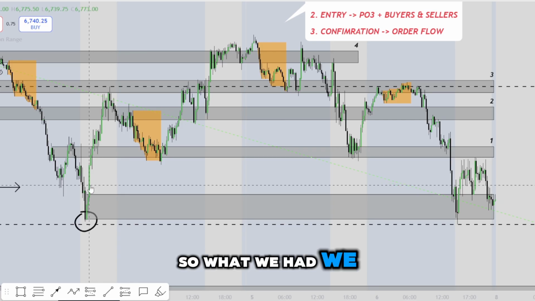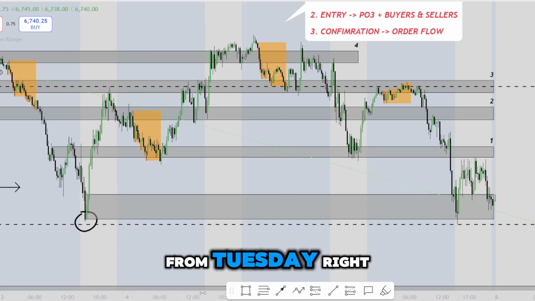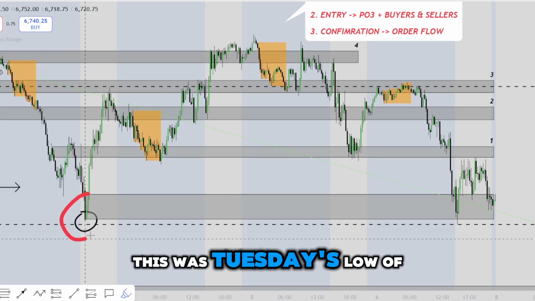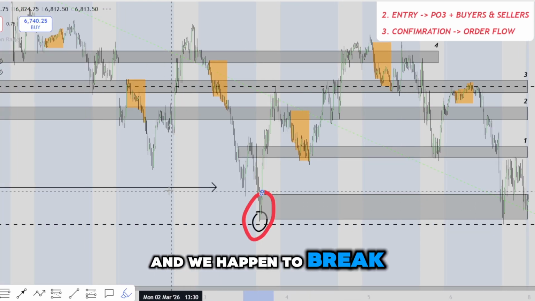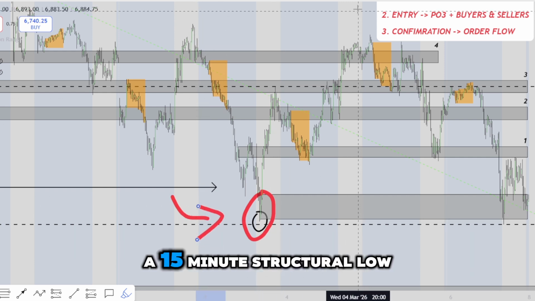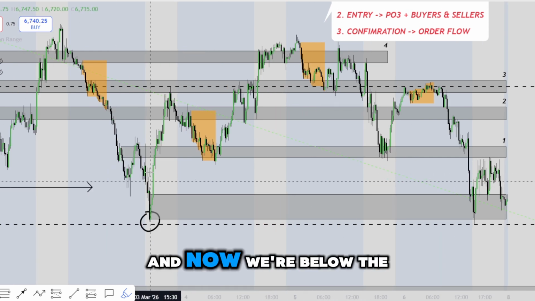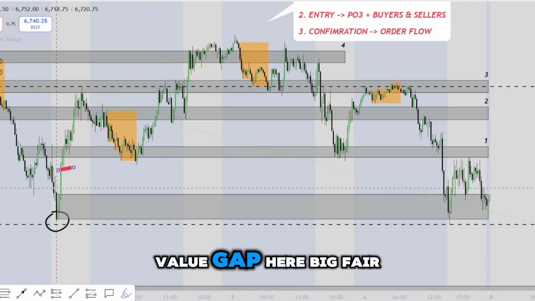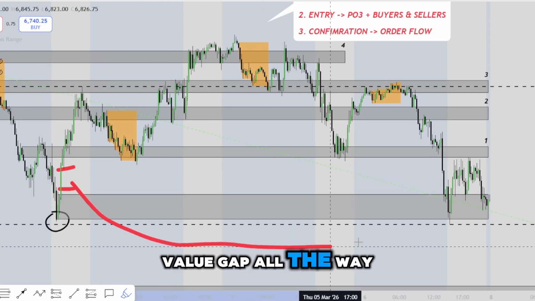So we had a fair value gap from Tuesday. Right, so we had Tuesday's low of the week that formed down here. So let's mark this up. This was Tuesday's low of the week, and we happened to break a 15-minute structural low down here. So we broke a 15-minute structural low, and now we're below the weekly opening price. So we had this fair value gap here, big fair value gap, all the way here.